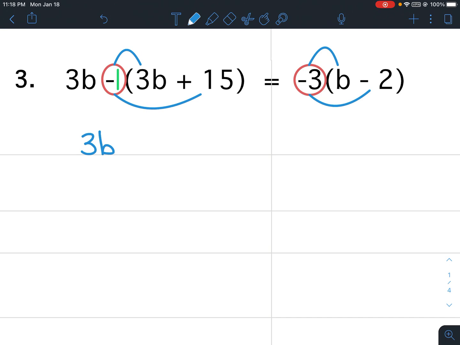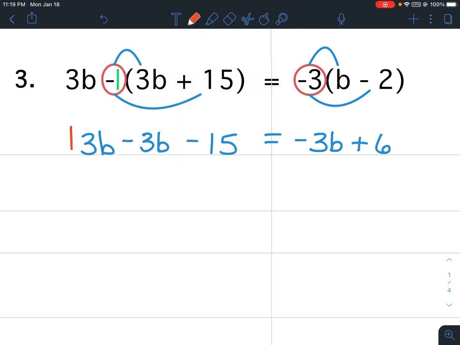And then when you distribute -1, all it does is change the signs of the numbers inside the parentheses. So -1 times 3b would mean I take the opposite, which would make that -3b. -1 times 15 would be -15. The opposite of positive 15 would be -15. -3 times b would be -3b. And -3 times, and be careful, that's a -2. So 2 negatives would become +6.